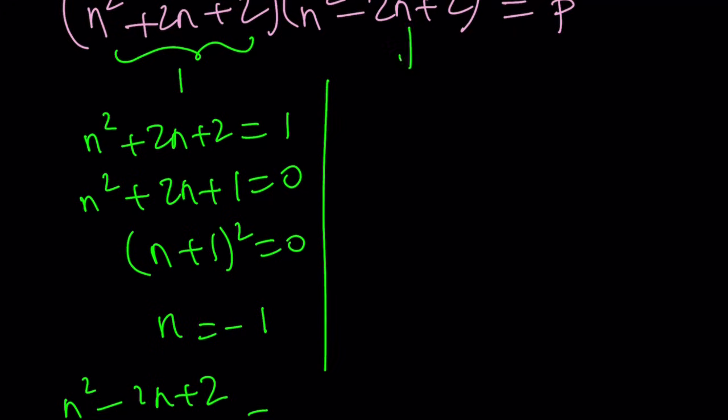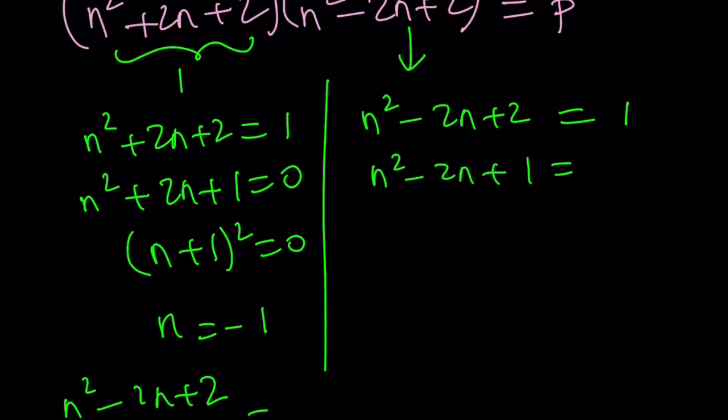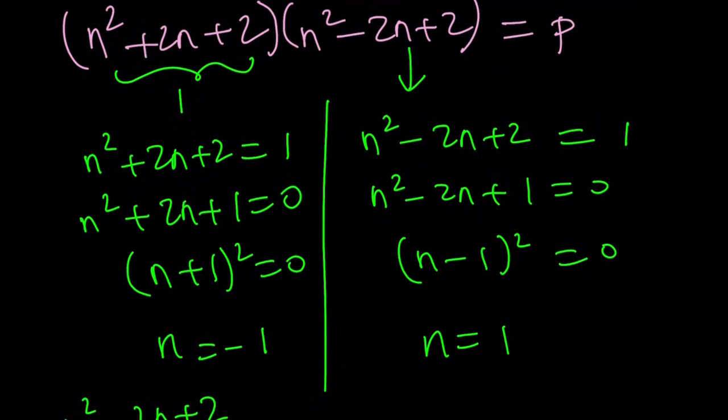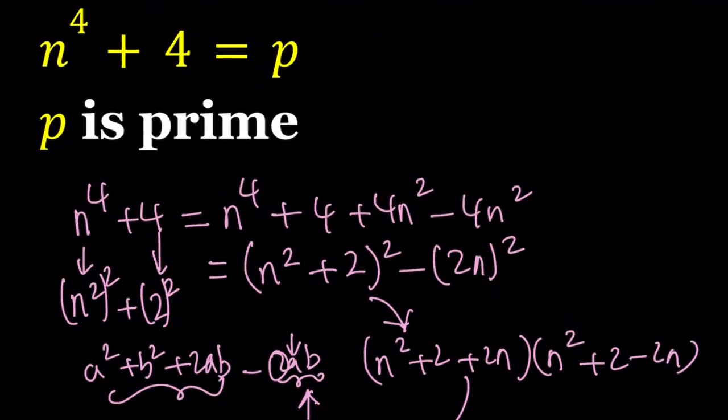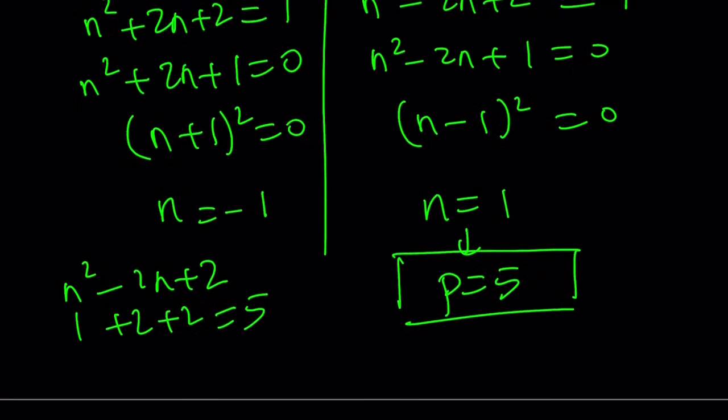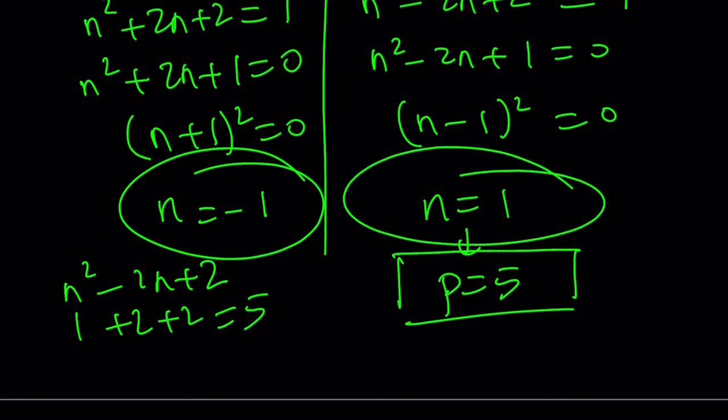How about the other case? N squared minus 2n plus 2 equals 1. In that case, we get n squared minus 2n plus 1 equals 0. This is n minus 1 quantity squared equals 0, which means n equals 1. And when you plug in n equals 1 into the other equation, you're going to get p equals 5 again. So in both cases, you get p equals 5. Why? Because if n is a solution, negative n is also a solution because of the fourth power. So yes, there are two solutions if you're looking for integers. For positive integers, there's only one solution, for which n equals 1.